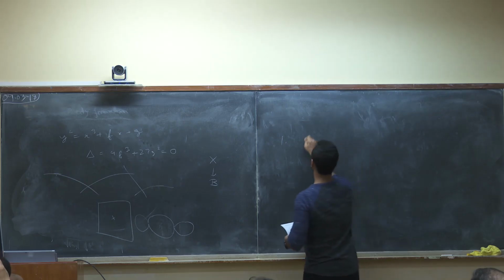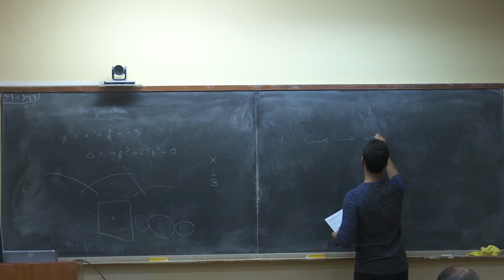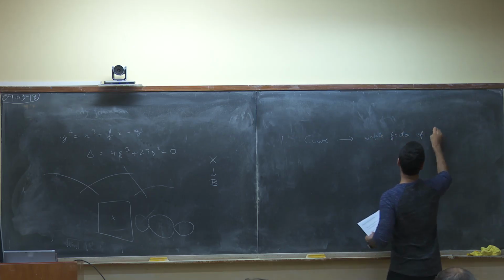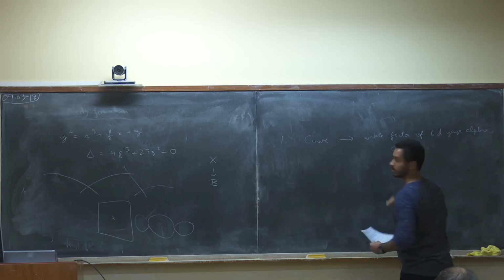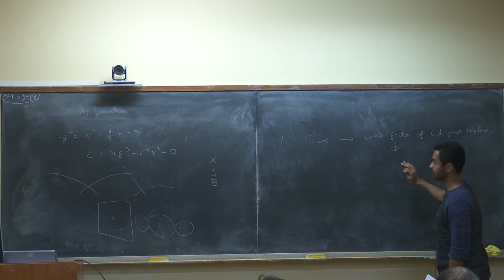So to each curve, you have either a simple factor of 6D gauge algebra, or nothing. So nothing is when you don't have a singularity.